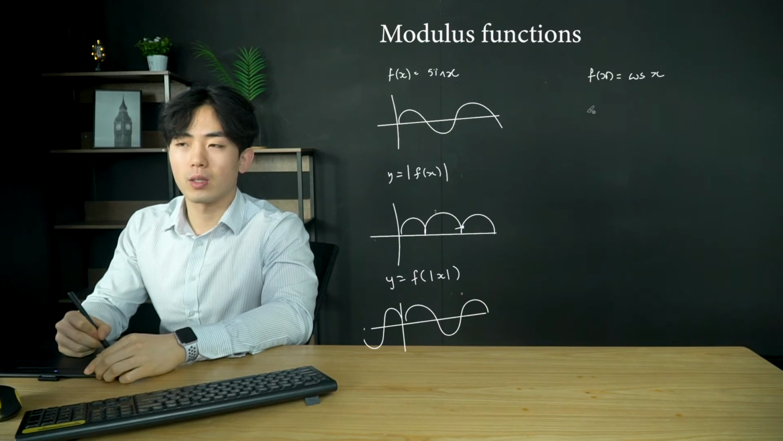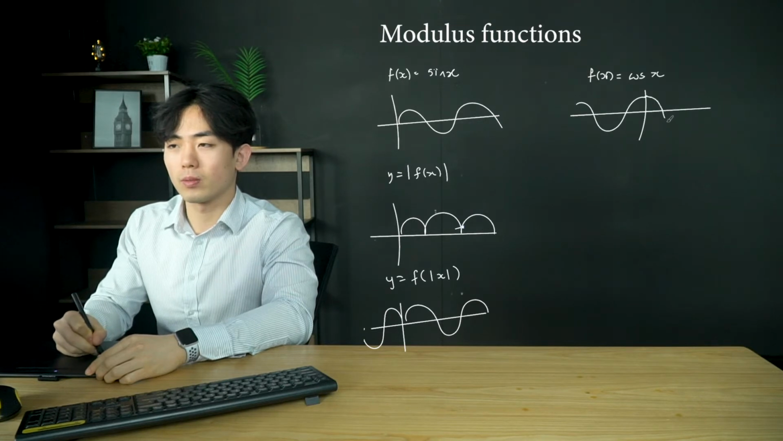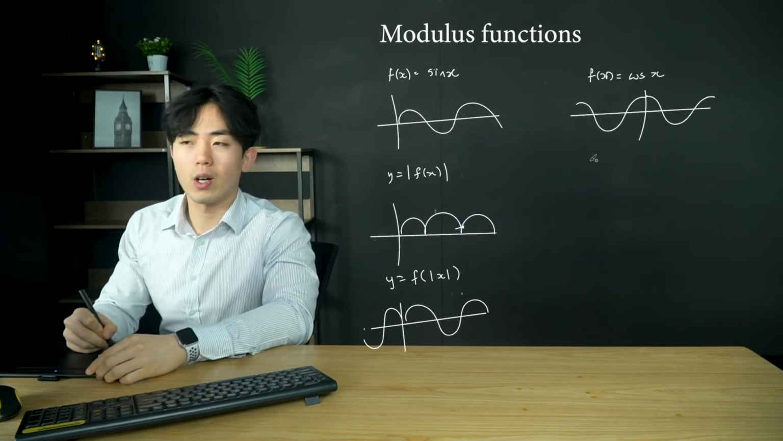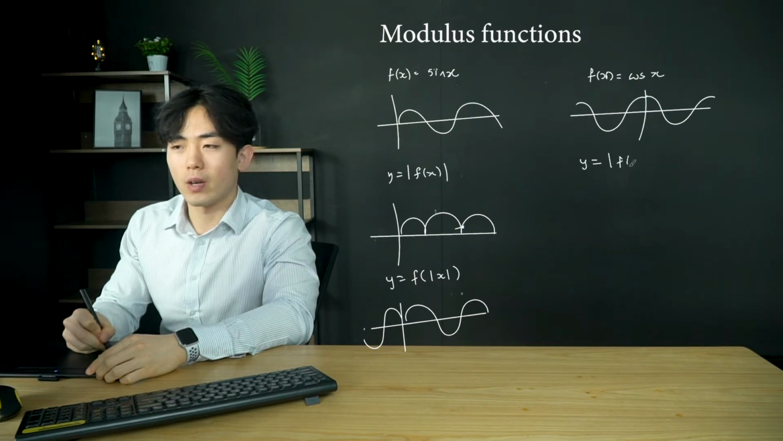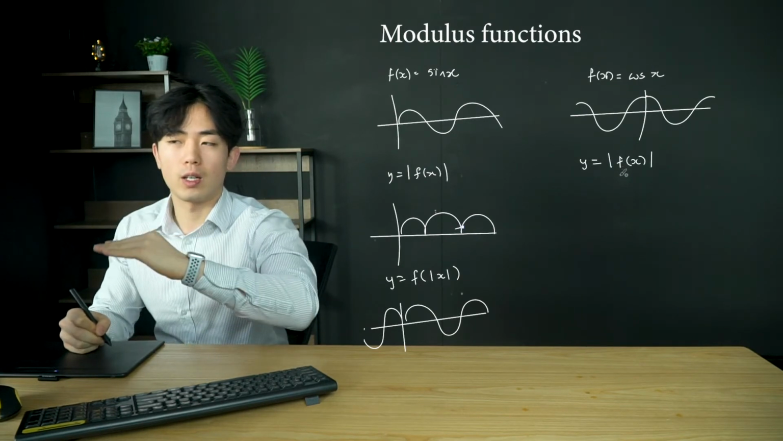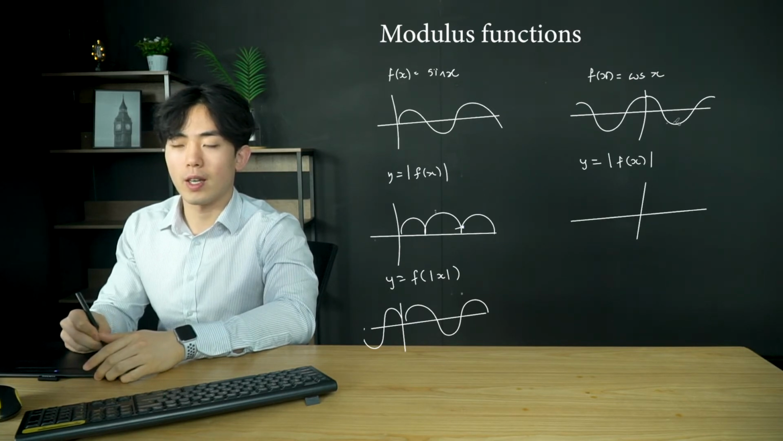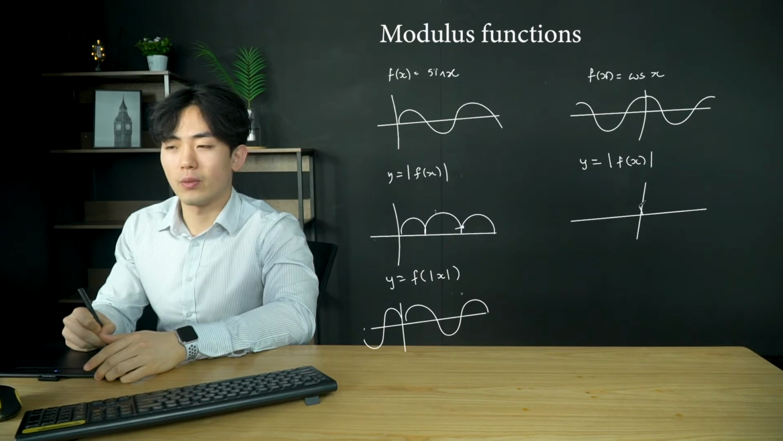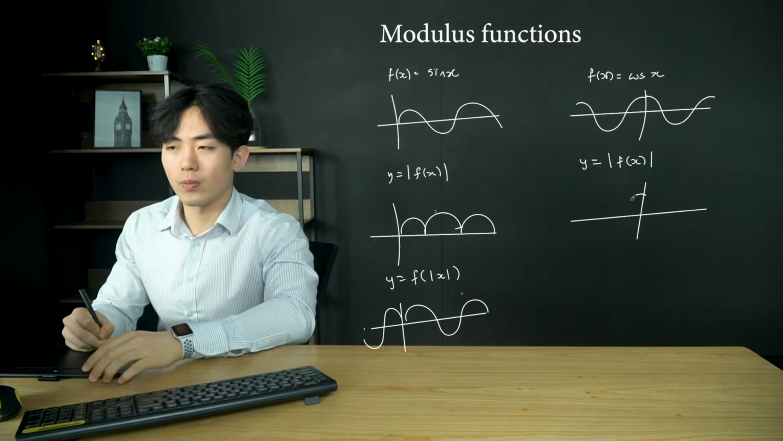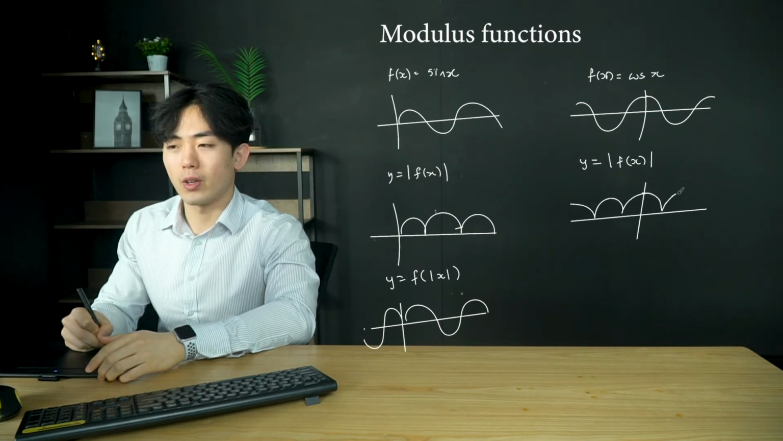Let's look at cos x. Well, for cos x, I'm going to draw it from minus 360 to 360, so that's going to look something like this, like such. Once again, if I was asked to draw y is equal to the modulus of f of x, well, we know that has the effect of reflecting everything below the line y is equal to 0 into the positive section. So all these sections here get reflected up, and so we'll have something that looks like this on this side, and we also have the same scenario on the other side.